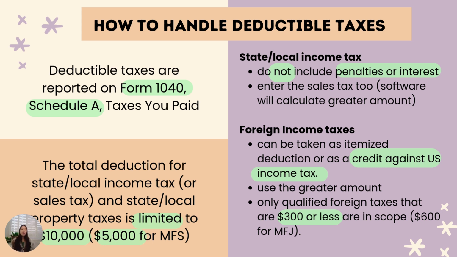Okay, how are you supposed to handle these deductible taxes when preparing the income tax return? Well, the deductible taxes are reported on Form 1040 Schedule A. And the total deduction for state and local income tax or sales tax that a taxpayer can actually get is limited to $10,000 for every filing status except married filing separately. Married filing separately is limited to $5,000.